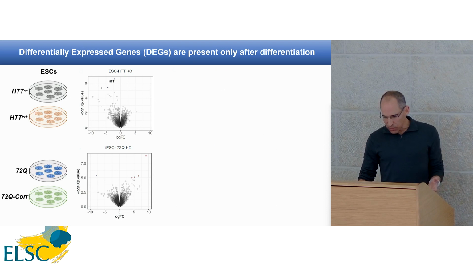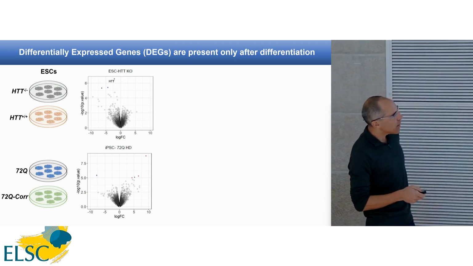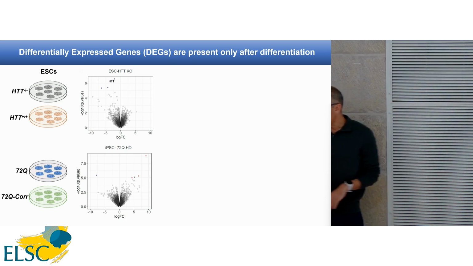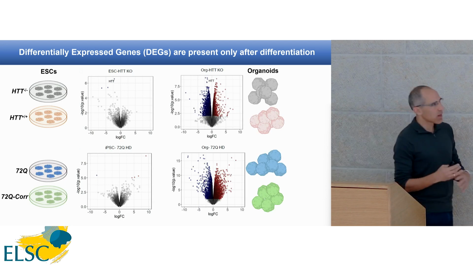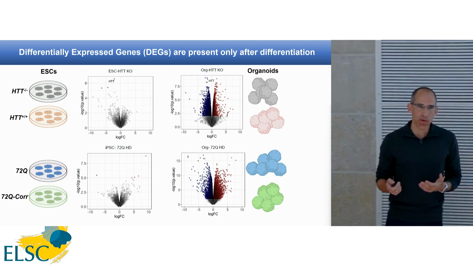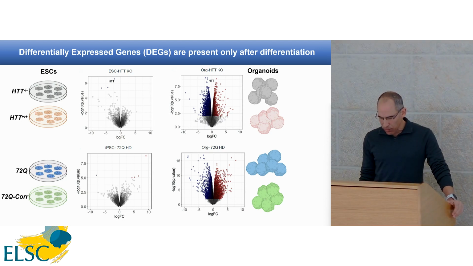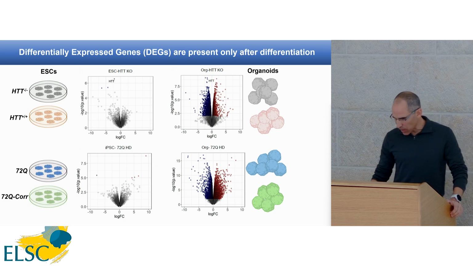So the first thing that we saw is that in undifferentiated cells, we see very little changes in gene expression. You see these volcano plots here, almost nothing. But when you now differentiate the cells into 1-month-old organoids, you start seeing a lot of changes, hundreds to thousands of genes that get differentially expressed, either upregulated or downregulated. You see these blue and red dots, which you don't see in undifferentiated cells.